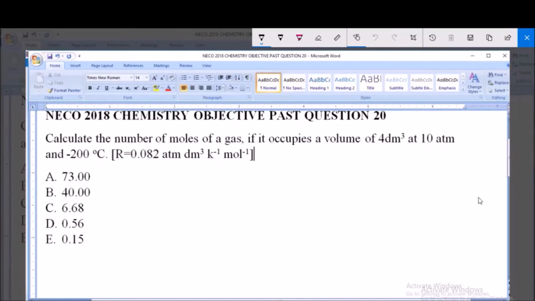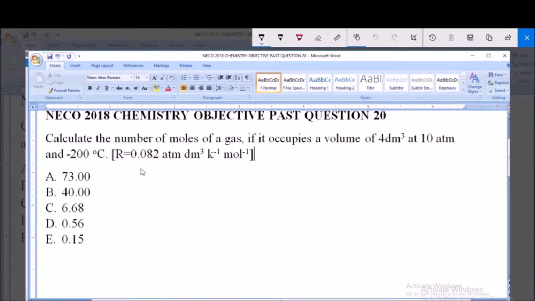Calculate the number of moles of a gas if it occupies a volume of 4 dm cube at 10 atm and -200 degrees Celsius. The constant R is equal to 0.082 atm dm cube per Kelvin per mole. A. 73.00, B. 40.00, C. 6.68, D. 0.56, E. 0.15.